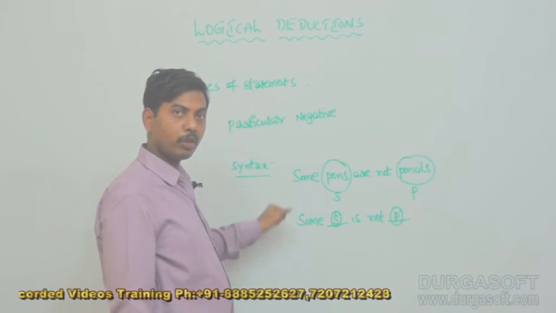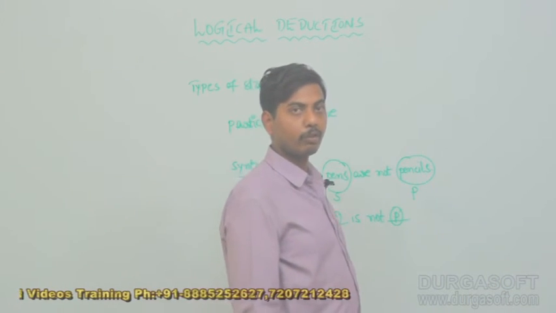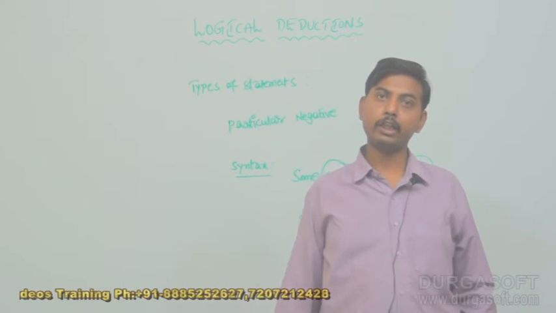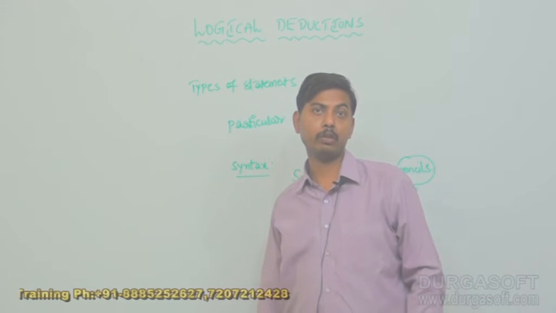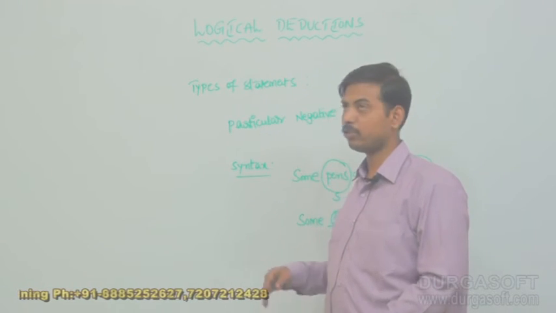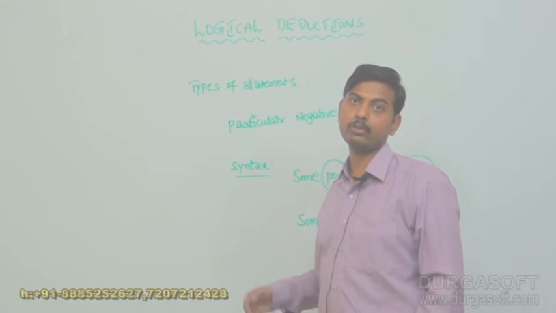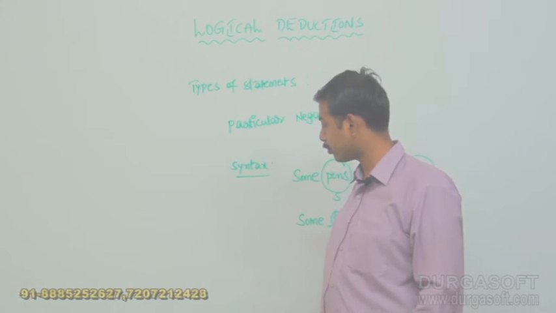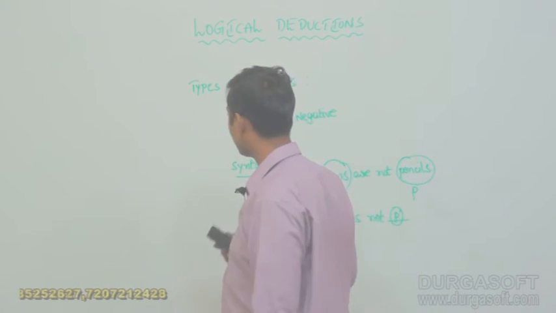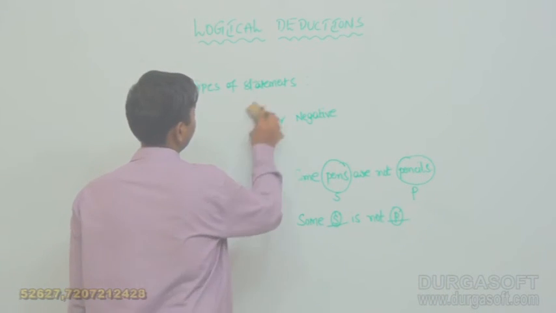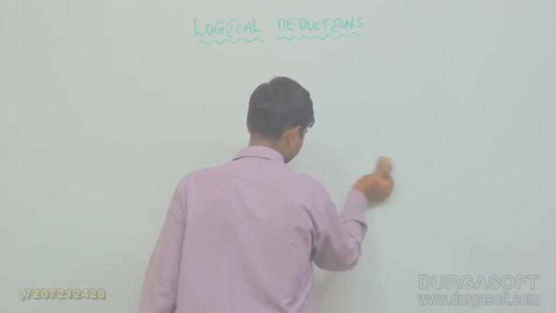So as of now we have seen different types of statements, that is universal affirmative to particular negative, including universal negative and particular affirmative also. For each and every statement we have seen the syntax, and now we should go for the next one, that is the distribution process, especially for those statements. So what do you mean by distribution process here? Now let us focus on the distribution process.